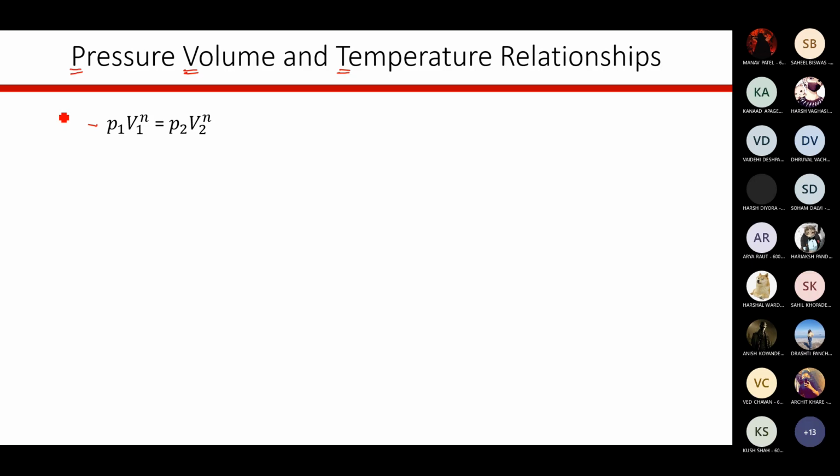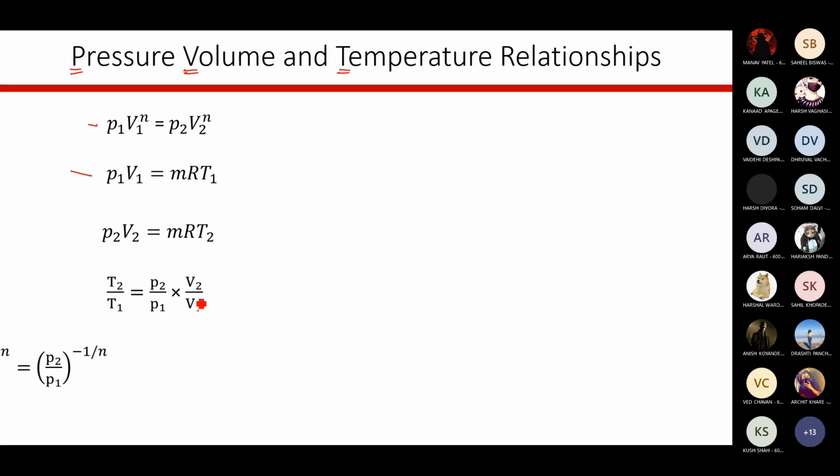So I know this relation: P1 V1 raised to n is equal to P2 V2 raised to n. I am using the law of the process, PV raised to n is constant, right? So we know for ideal gas, I can write P1 V1 is equal to mRT1. Similarly, I can write P2 V2 is mRT2, right? Now, when you use these two expressions, you can divide this by this. You can write T2 by T1 is P2 by P1 into V2 by V1, right?